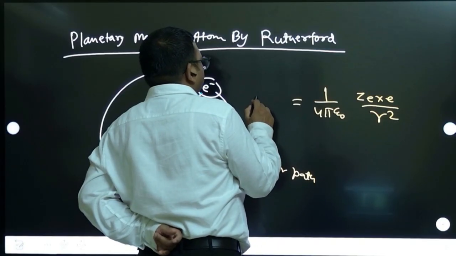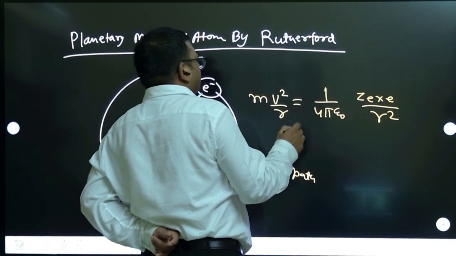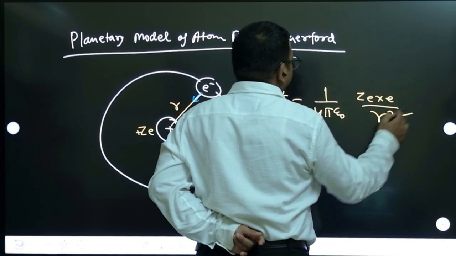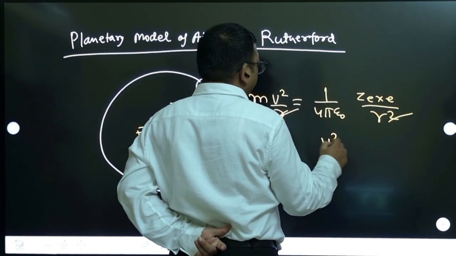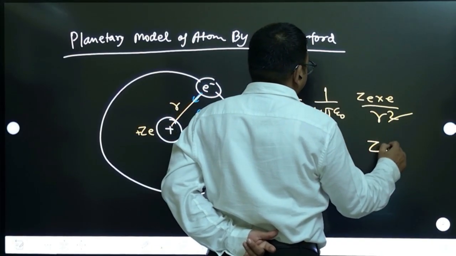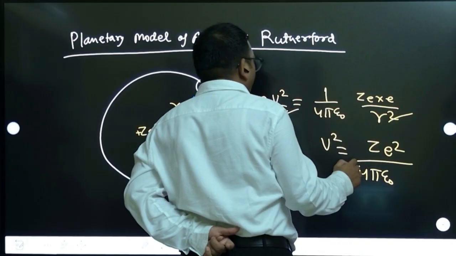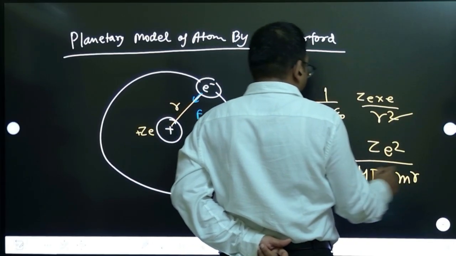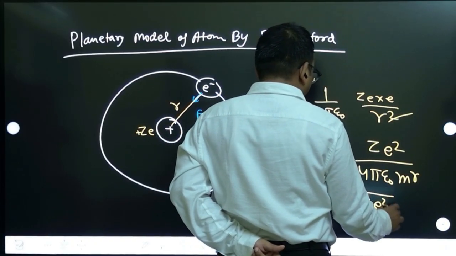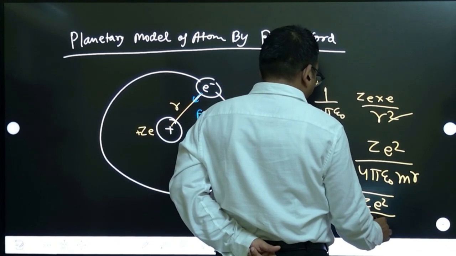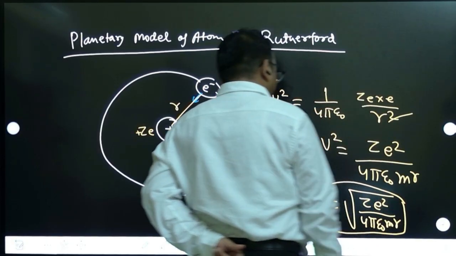Centripetal force is mass into centripetal acceleration, which is v square by radius. From here, the radius term will get cancelled, and if you want speed, v square will come from here: Z e square by 4 pi epsilon naught m r. So speed can be calculated as root under Z e square by 4 pi epsilon naught m r.